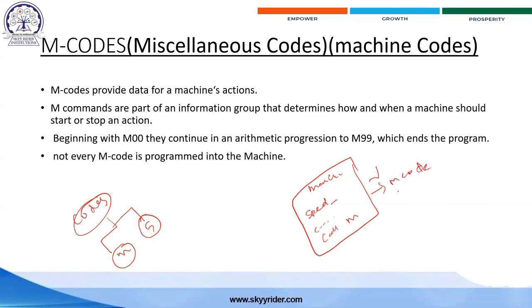Okay, all the machine parameters: when to start, when to stop, at how much speed the machine will be running. All these things will be written with the help of M-codes only.